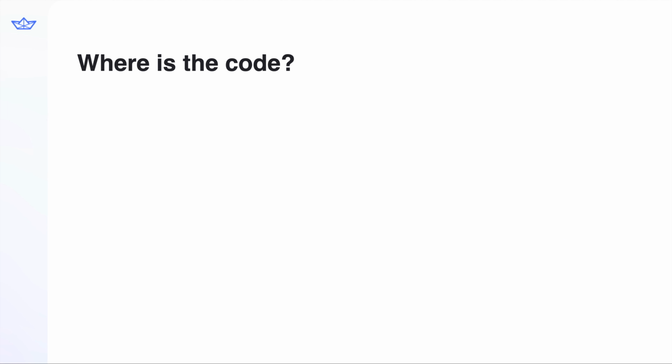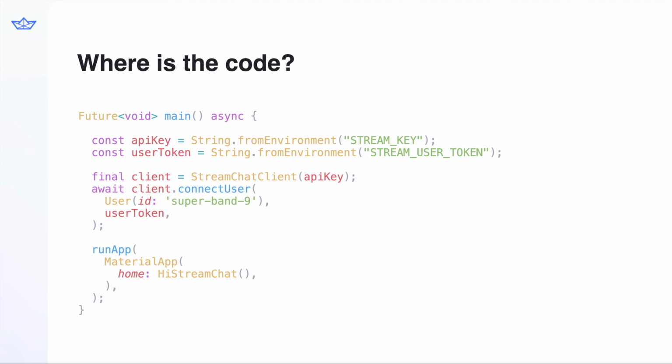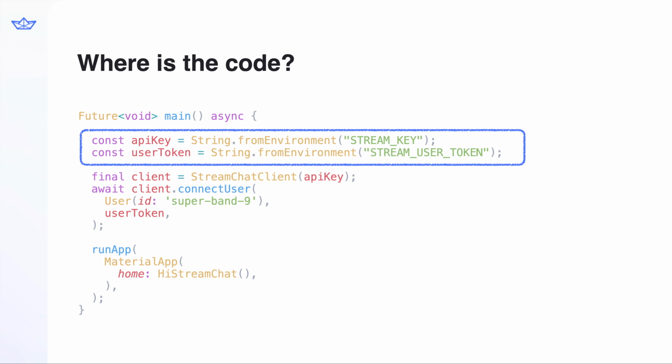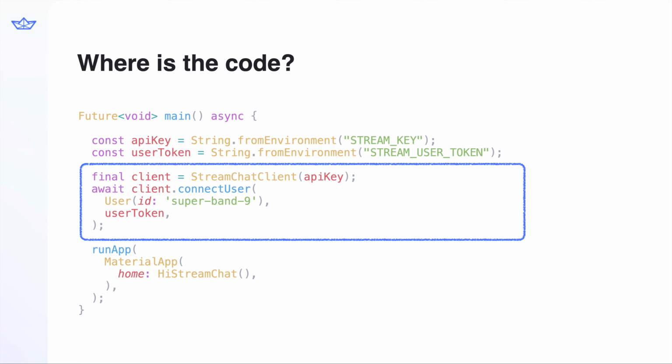So this is all great, but where's the code? How do we actually get started? Well, like I said before, you need to get an API key from our dashboard. Then you can create a user token either using our user token generator on the website, or what we recommend is using one of our server-side SDKs. Now this token is actually tied in to the user.